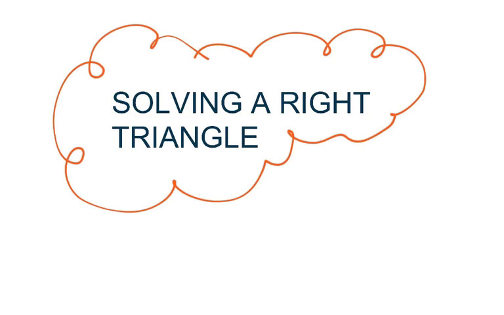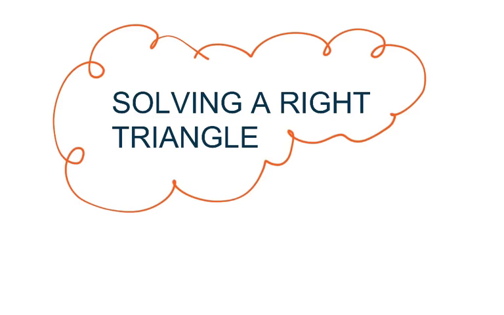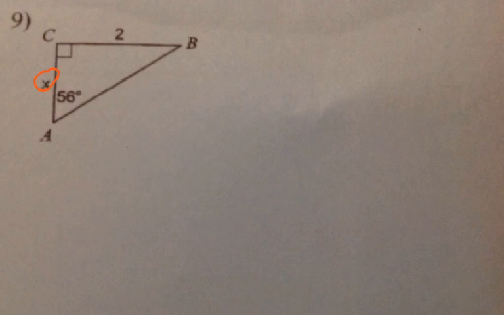Today we started learning to solve a right triangle. If we look at this problem here, right now it's only asking for x. But let's say they said solve the right triangle, as in the title right here. Solve the right triangle. Well, that means I find every missing side and every missing angle.